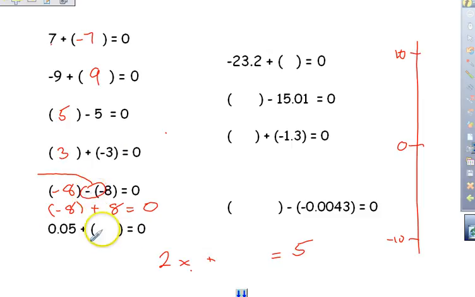Okay, next one down would be -0.05. Good. Up here, 23.2 positive right here. Yeah, 15.01, 15 and 100th, right? Minus 15 and 100th is 0. If you need to, here, okay, that's -1.3. That's what plus and minus means. It's just negative. So it would be, yeah, 1.3 minus 1.3 equals 0.